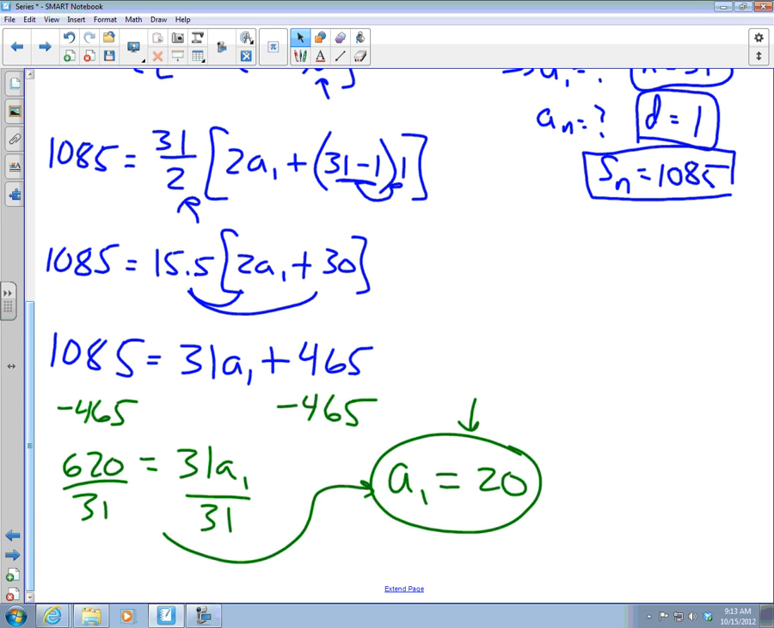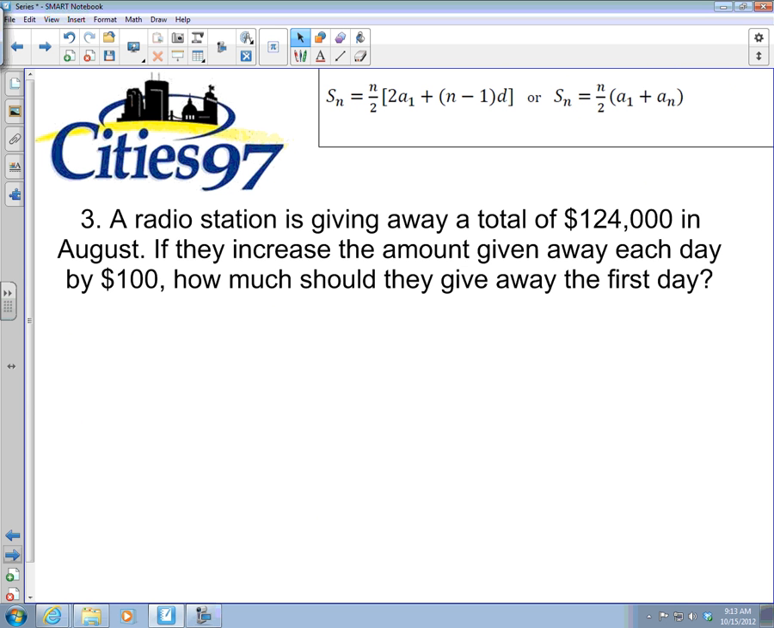First time we use this formula. Oh, crap. That's right, we're fine.